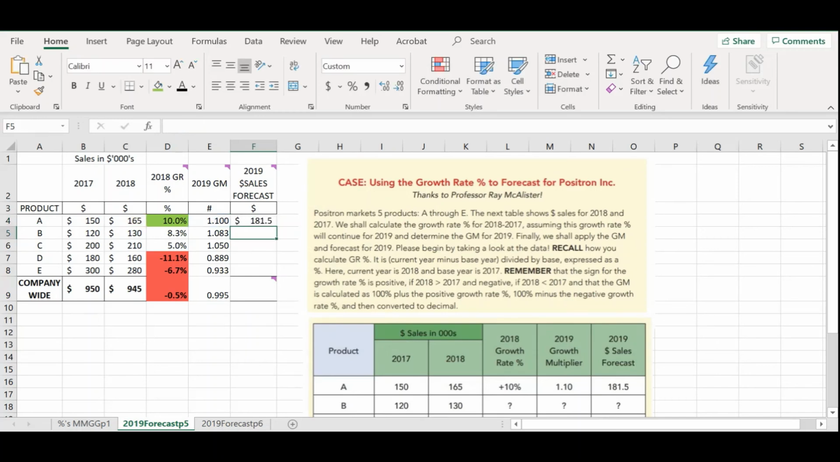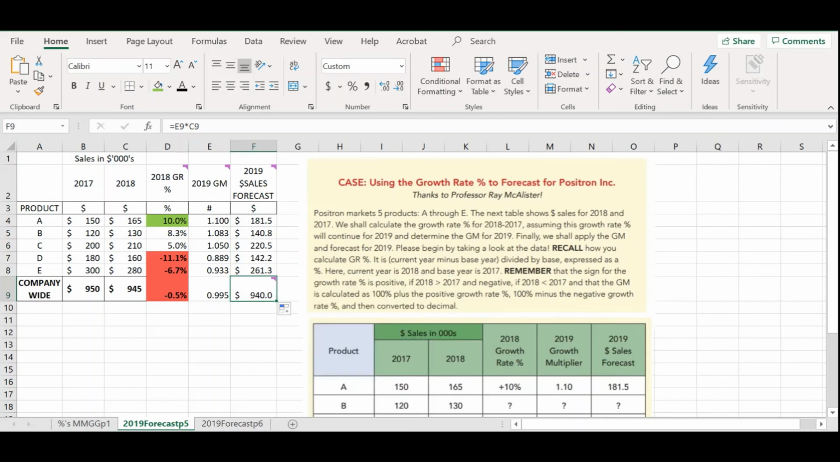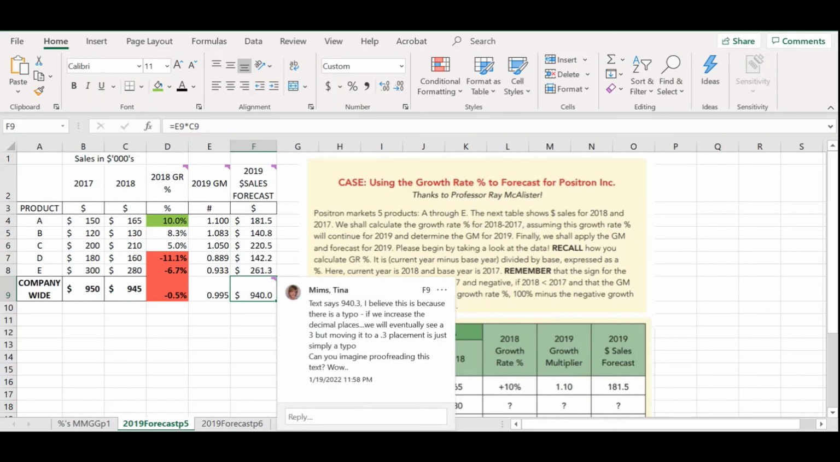Now that we've got that right, because I've compared it to what we were given as the textbook, that looks pretty awesome. We're doing really well. So let's just drag that all the way down. Okay, so our company-wide total sales should be somewhere around 940,000. Now, the textbook I noticed had perhaps a tiny typo because the textbook says 940.3. And I believe this is because there's a typo there.